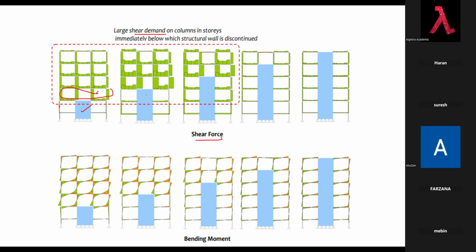Similarly, let's take this column. You get the story above here. The shear load is more. Shear demand is more. You get more displacement here, more drift. We call it drift here.